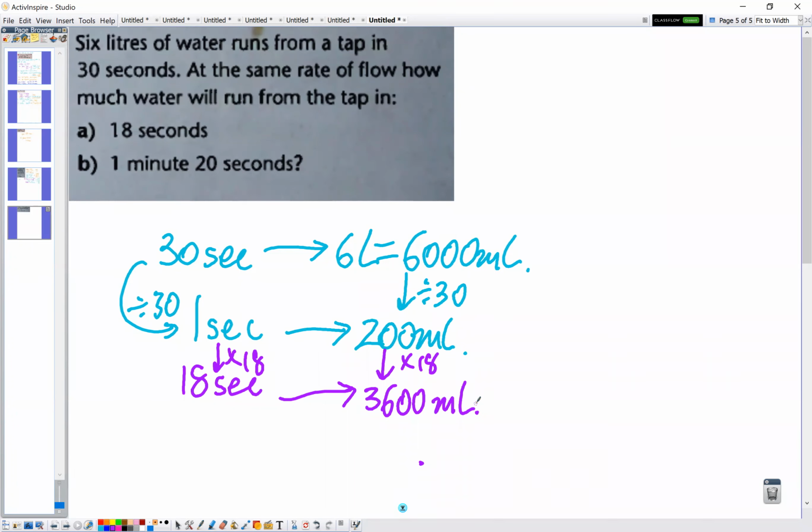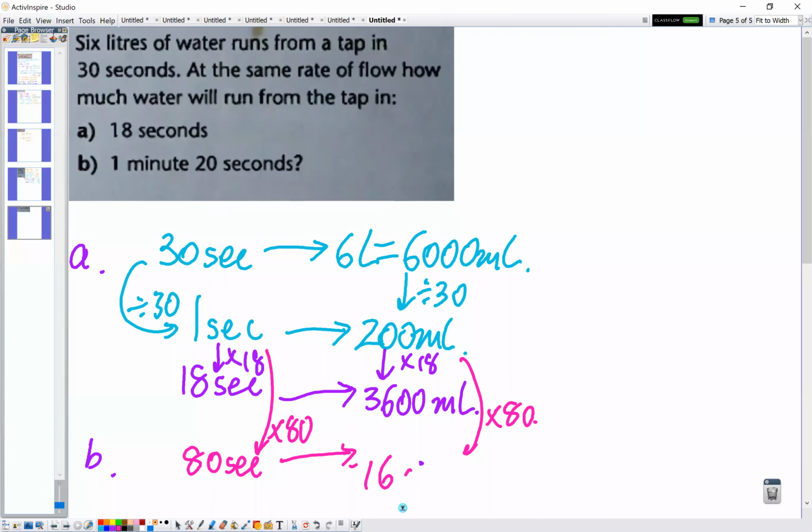So that is the first one, A. Look at B. It is 1 minute 20 seconds, which is 80 seconds here. So 1 second is 200, 80 seconds, we times by 80. The right hand side, we times by 80. So it becomes 16,000 milliliters. That's how you work it out. It becomes 16 liters. That's how you work out this question.